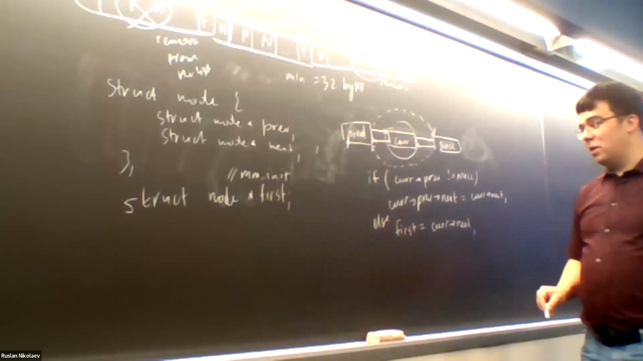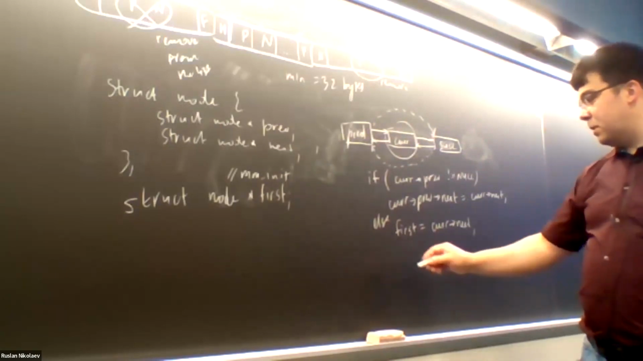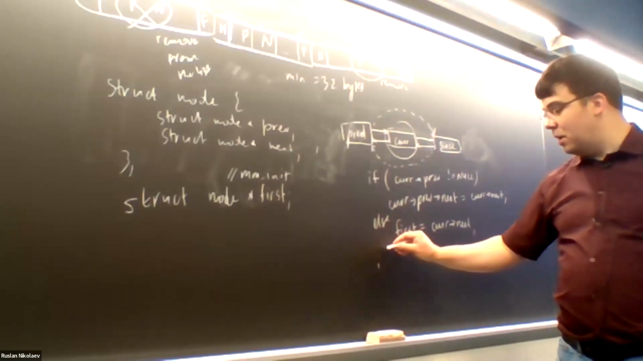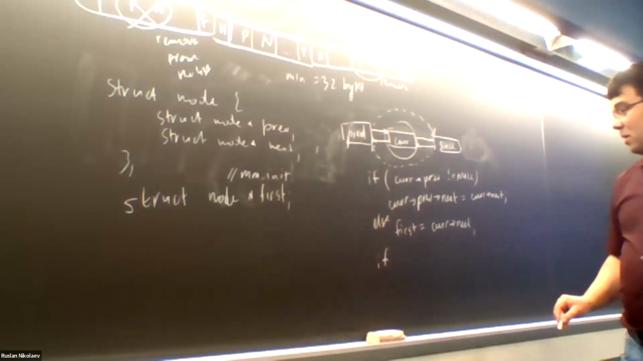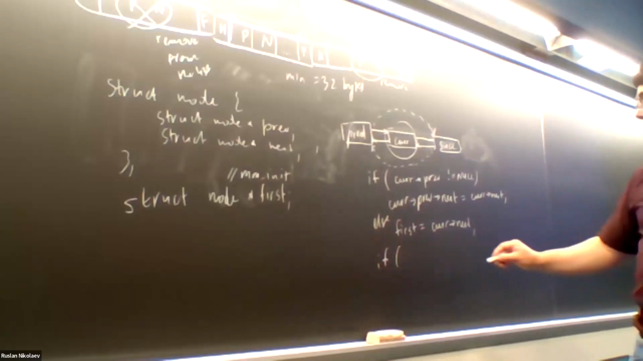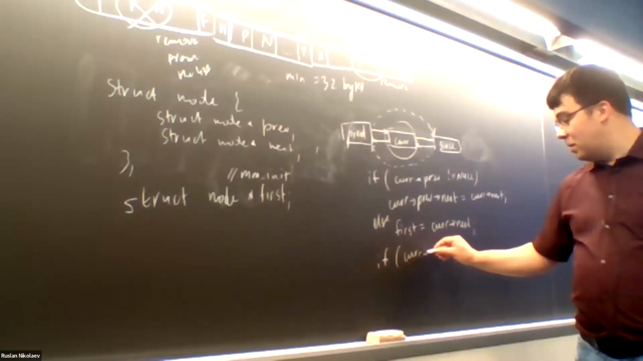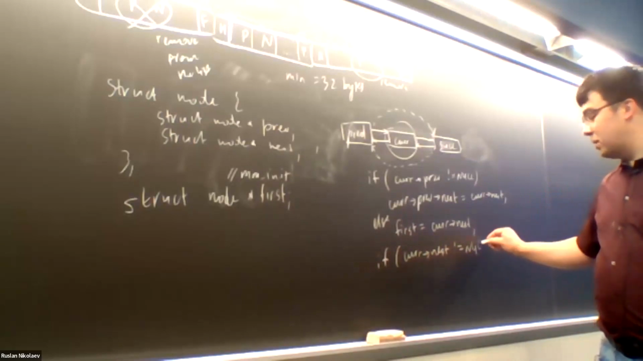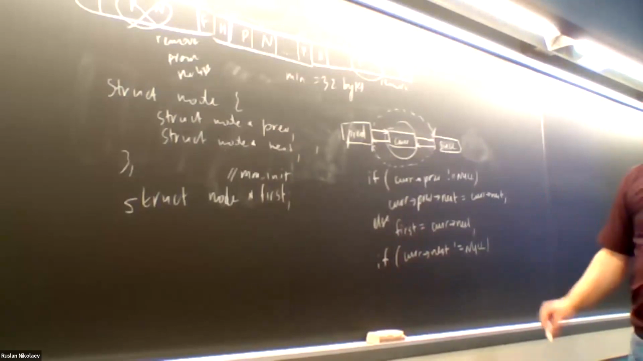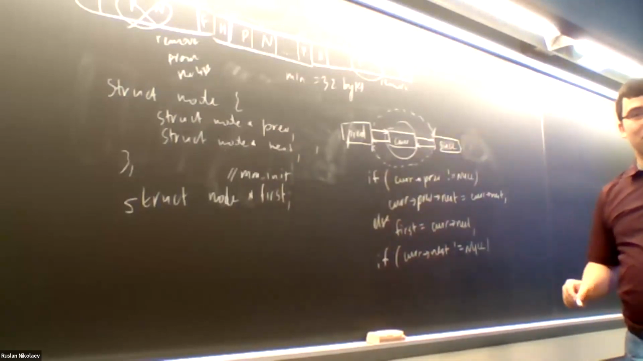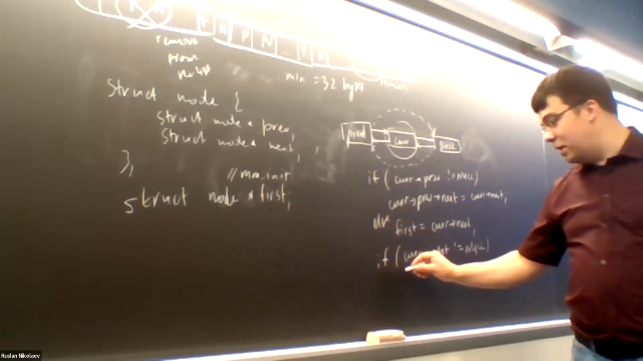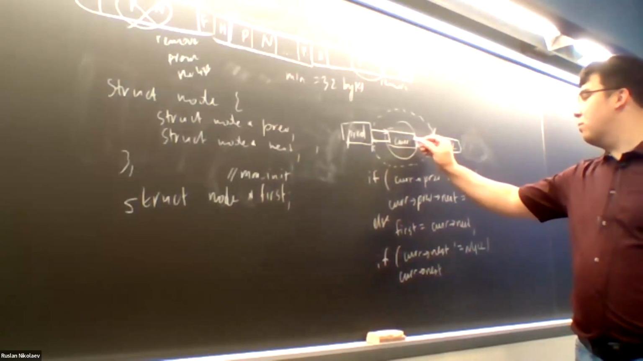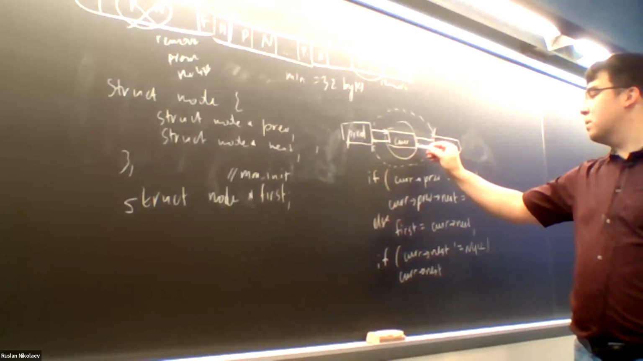So how do we do that? We have a separate if statement after this. Let me write it here. If current next is not null, because current next can be null if it's the very last element in the list. So if current next is not null, then I go with current next here and update its previous pointer.